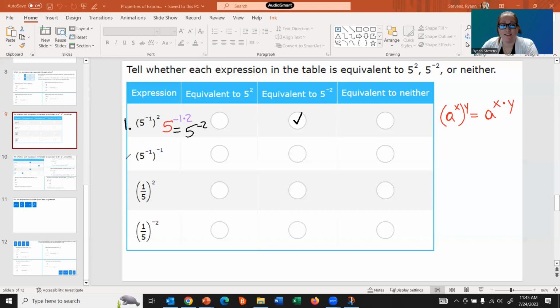All right, and then moving on to number 2, we have 5 to the -1st on the inside, and then on the outside of the parentheses, we have a -1 as well. So again, this is going to be our power property, where we will be multiplying those exponents together. So our base will stay as 5, and then our exponents would be -1 times -1.